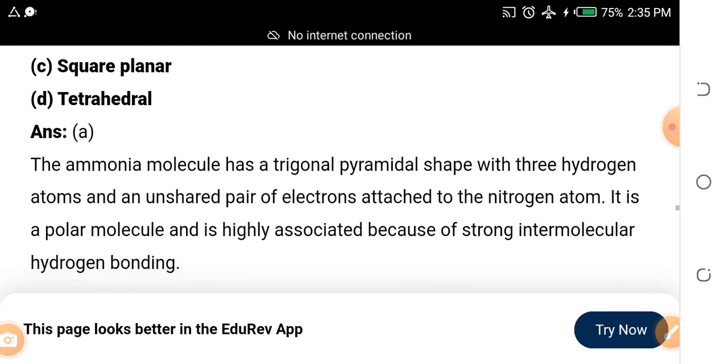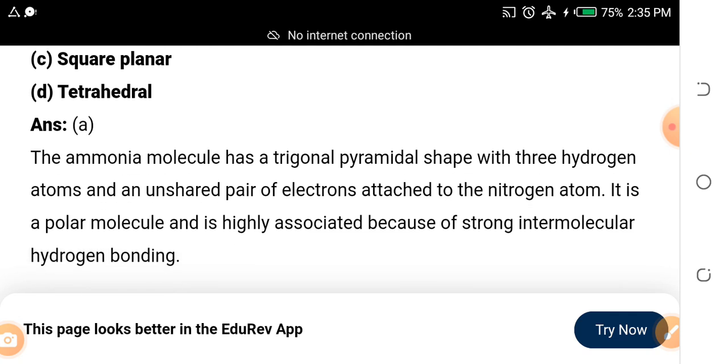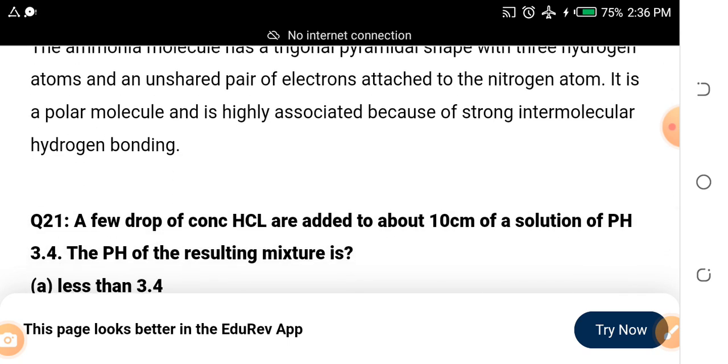The ammonia molecule has a trigonal pyramidal shape with 3 hydrogen atoms and an unshared pair of electrons attached to the nitrogen atom. It is a polar molecule and is highly associated because of its strong intermolecular hydrogen bonding.